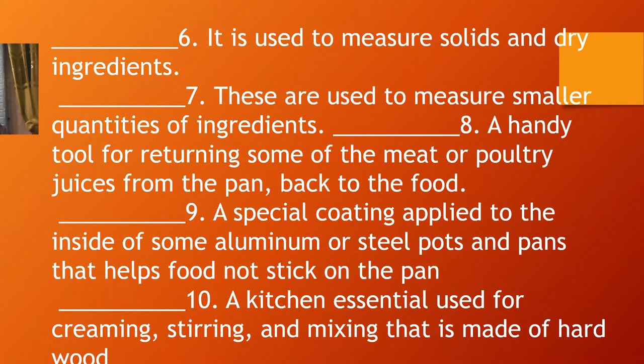Number nine, it is a special coating applied to the inside of some aluminum or steel pots and pans that helps the food not stick on the pan. And number ten, a kitchen utensil essential used for stirring and mixing that is made of hard wood.